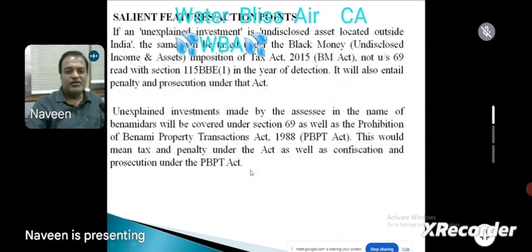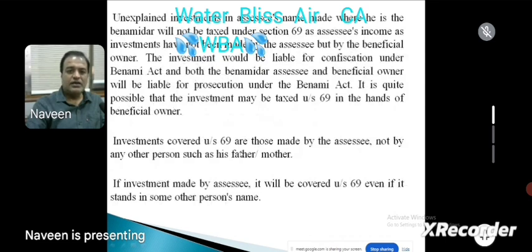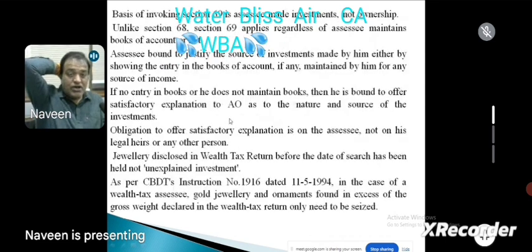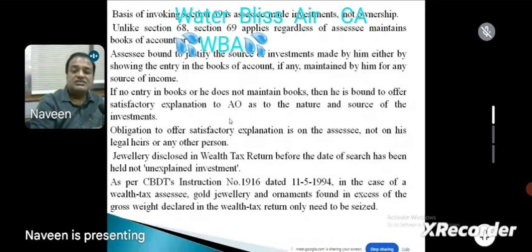Now, go forward. The basis of invoking 69 is that the associate has made investments, not the ownership. I am not bothered about the owner. What is the basis of invoking 69? The associate should have made the investments. I am not bothered who is the owner. Who made the investment? Kamlesh made investment in Gautam's name, Kamlesh made investment in Neeraj's name, Kamlesh made investment in my name. Who made the investment? Kamlesh made the investment. I am the owner. This fellow is the owner.